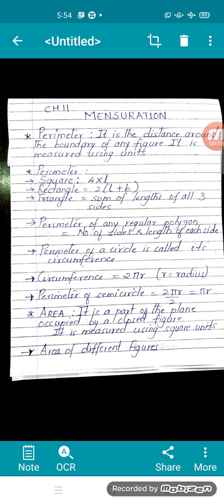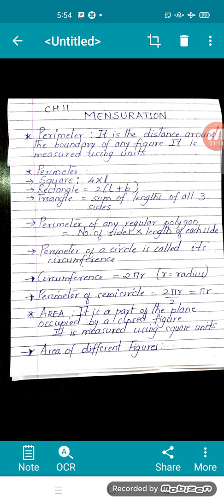The perimeter of a circle is called its circumference. Circumference is equal to 2 pi r, where r is radius. Perimeter of semicircle is 2 pi r upon 2, which is equal to pi r.